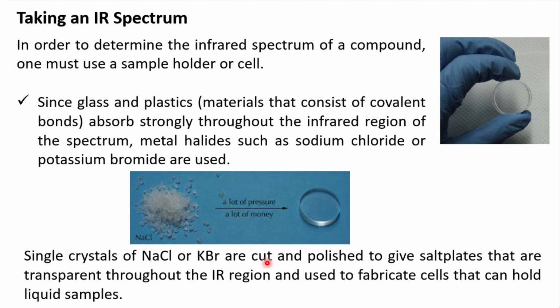So the sodium chloride or potassium bromide crystals are used to prepare what we call the sample holder or the sample cell, also known as salt plates. And these salt plates do not absorb in the IR spectrum. Therefore, when your sample is added, it actually measures the sample that is being added.